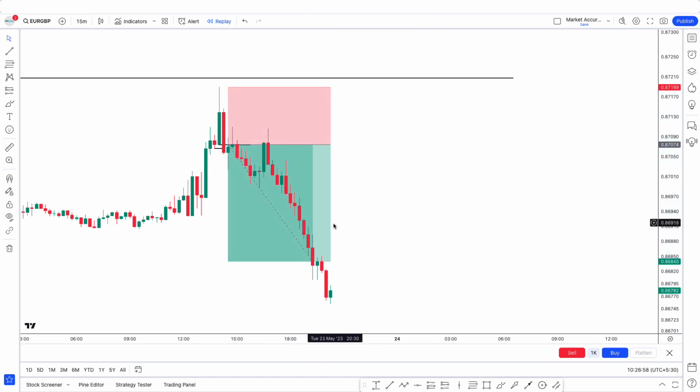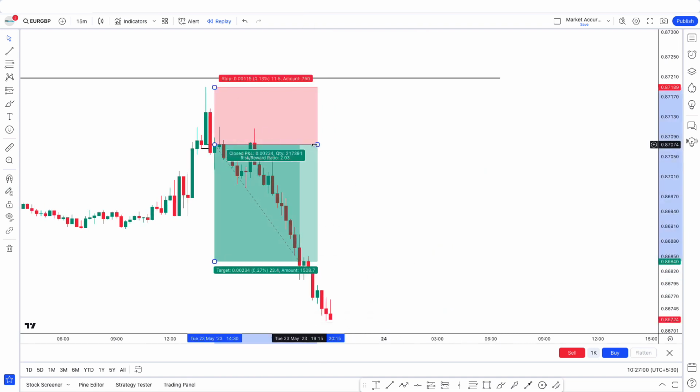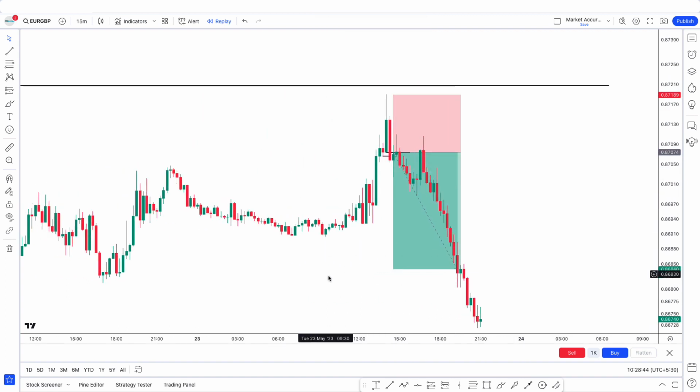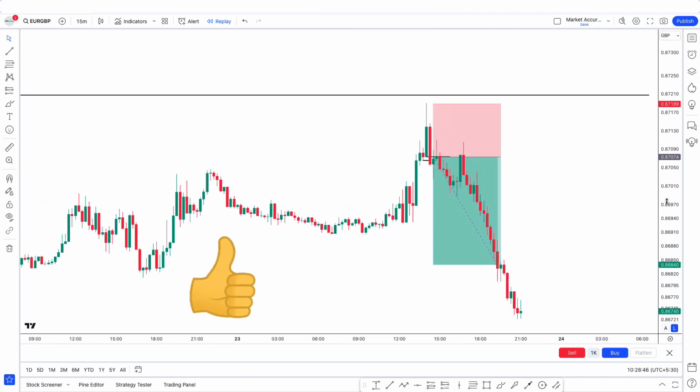Of course, this is hindsight, but when you are going to backtest this, you're going to be shocked. Just stick to this. Guys, I hope you liked this trading strategy.